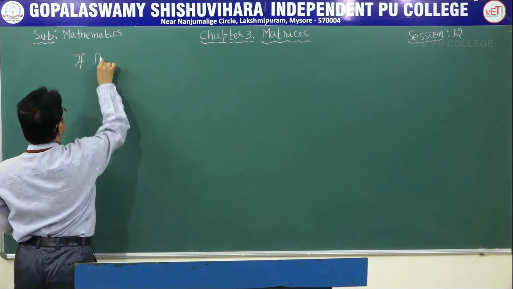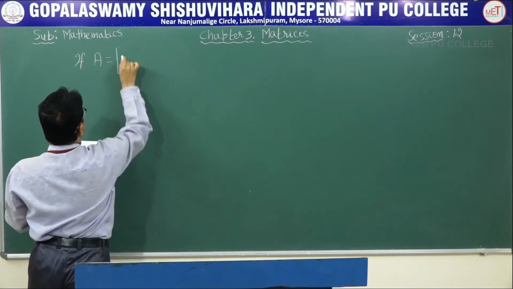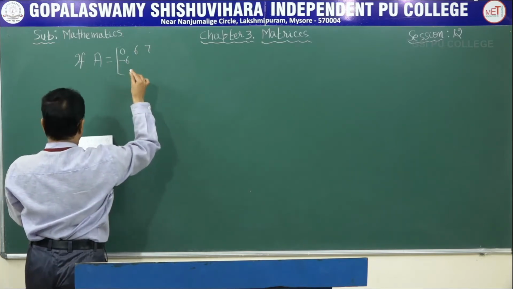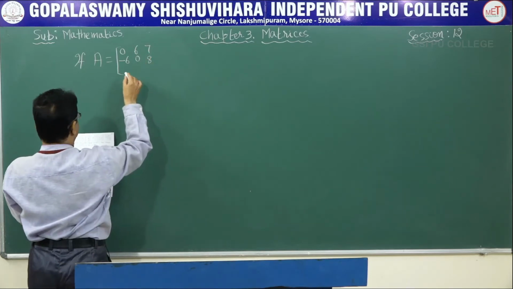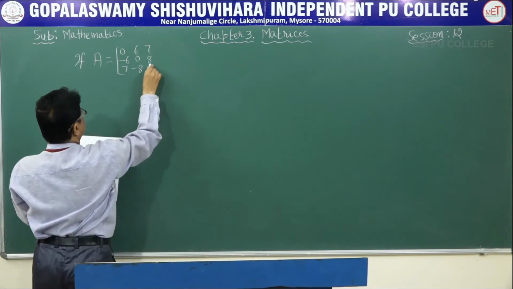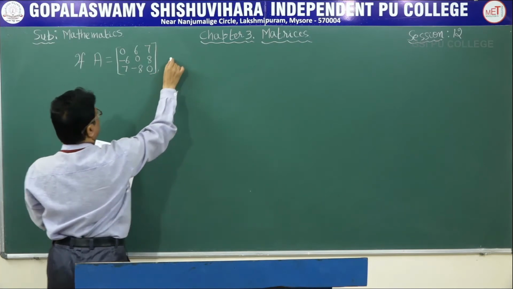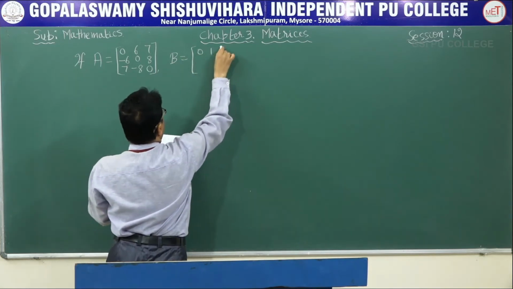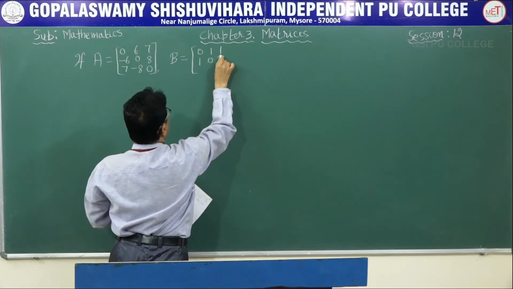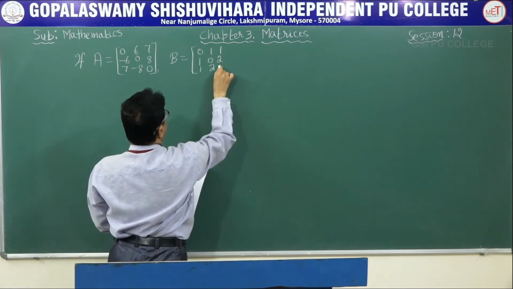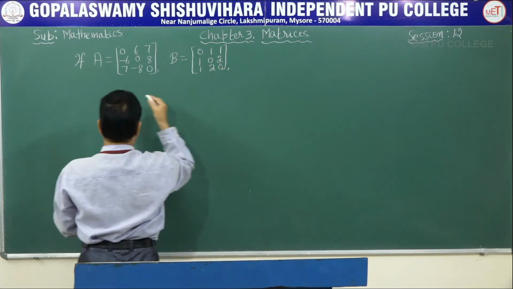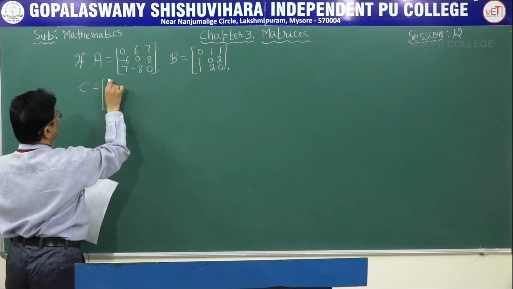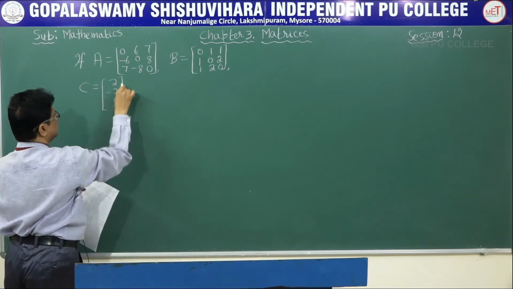if A equals [0, 6, 7; minus 6, 0, 8; 7, minus 8, 0], B equals [0, 1, 1; 1, 0, 2; 1, 2, 0], C equals [2; minus 2; 3].